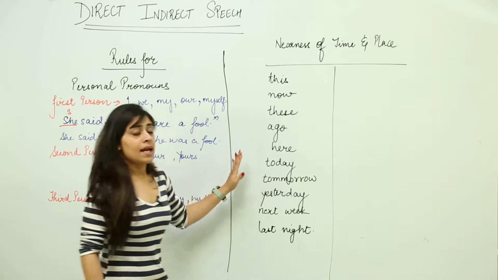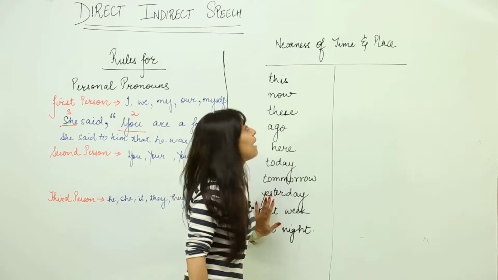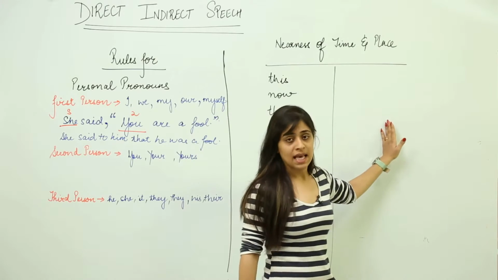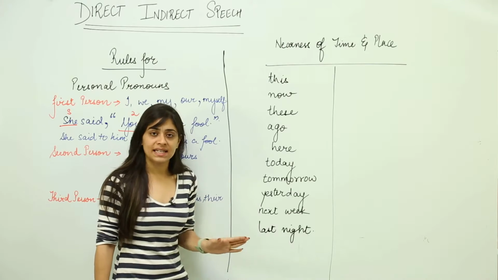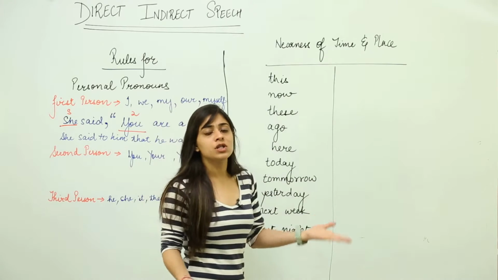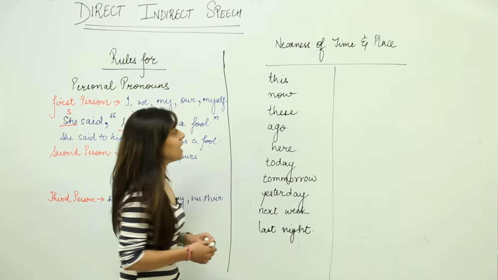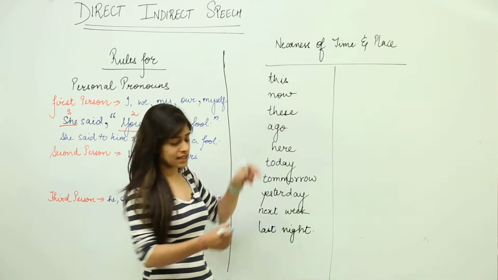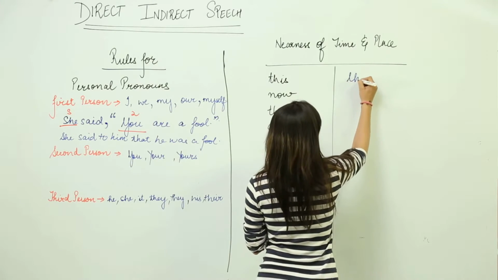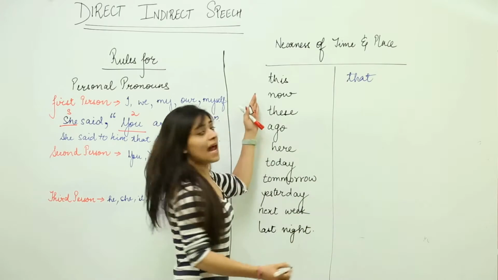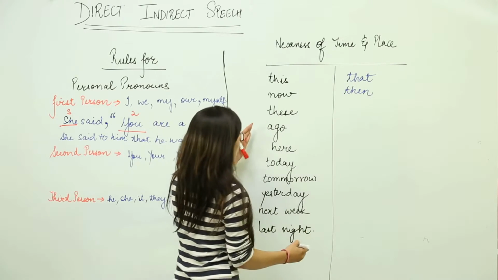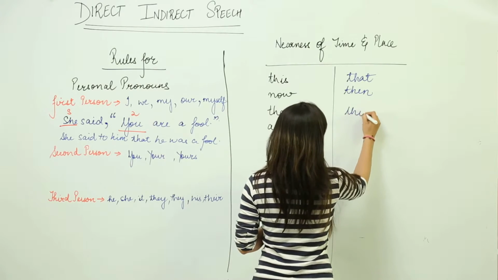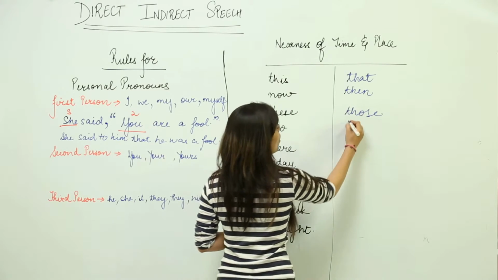Moving on. Now these are the words which describe the nearness of time and place. These generally give you a lot of confusion while you have to convert direct sentences into reported or indirect sentences. So let's understand this. This gets converted to that. Now gets converted to then. These get converted to those. Ago, before.